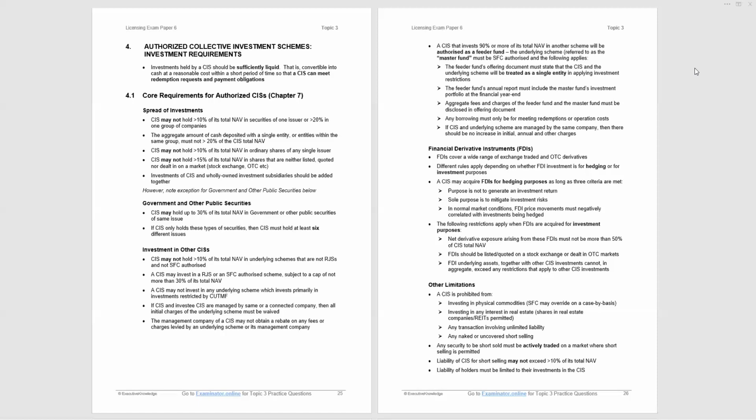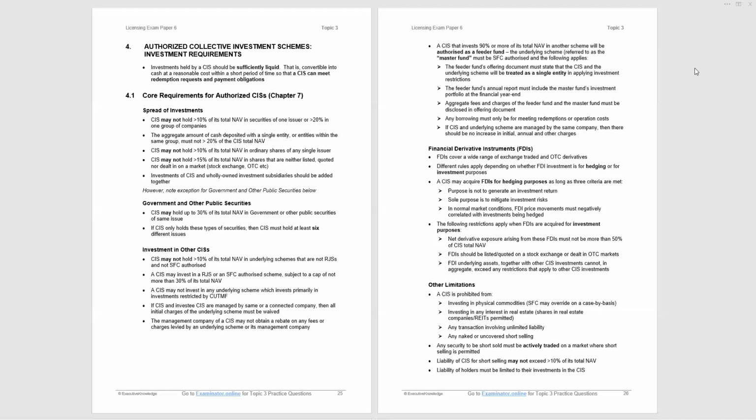Government and other public securities, there is core requirements, investment in other collective investment schemes, financial derivative investments, there's conditions, and then other limitations. The other limitations I will pick out because there always seems to be at least one of them in the exam. A scheme is prohibited from investing in physical commodities, so gold, oil, etc. Investing in any interest in real estate, you can invest in real estate companies and REITs. Any transaction involving unlimited liability is not allowed, so you cannot take on unlimited liability. Any naked or uncovered short selling is not permitted. Any security to be short sold must be actively traded on a market where short selling is permitted.